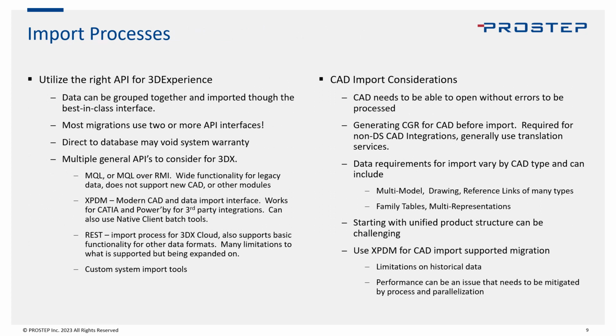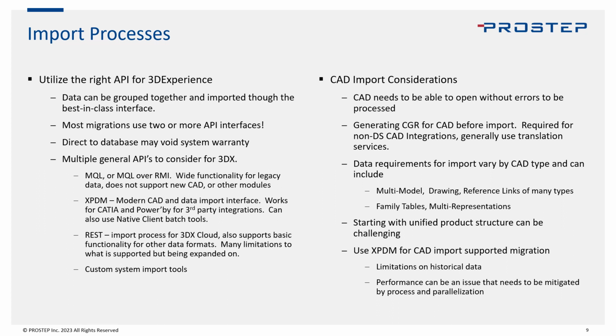Let's talk about import processes and risks and challenges and potential solutions for migration to 3DX. Number one, use the right APIs for the right types of data. Data can sometimes be grouped together and then processed together through a specific API. So you might use more than one, actually in most cases, you're going to use more than one API as part of a migration. And so you can tie together different APIs for different functionality and other performance reasons.